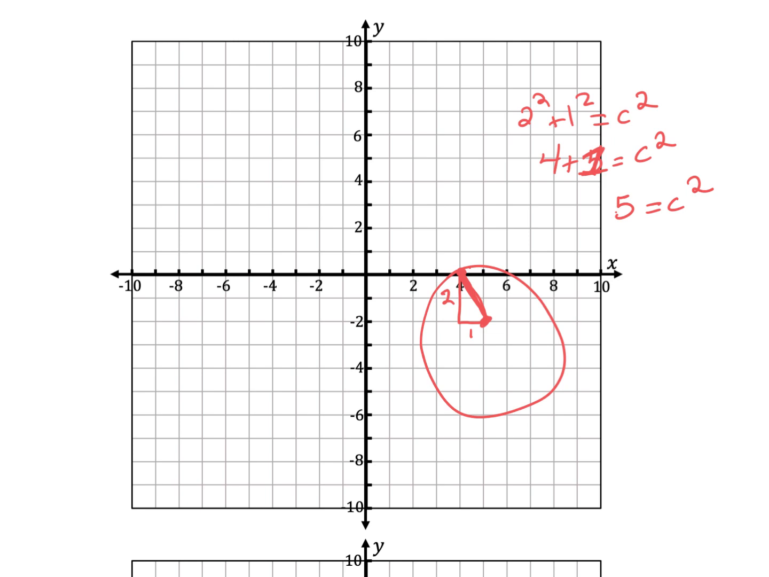So technically the length of c is the square root of 5. So when we go back, I have c squared is equal to 5.